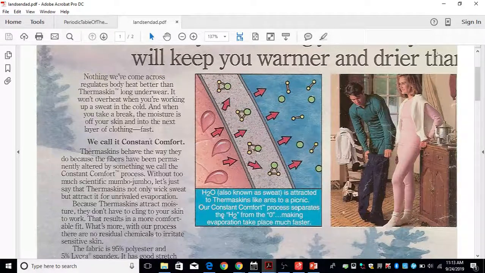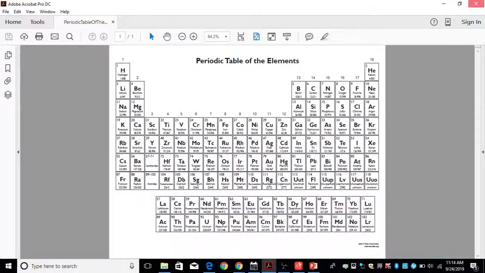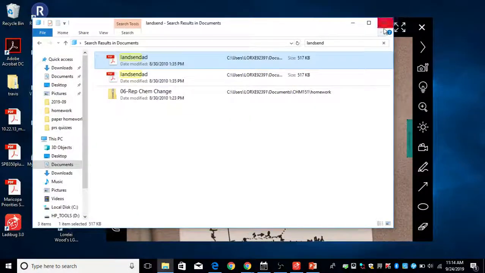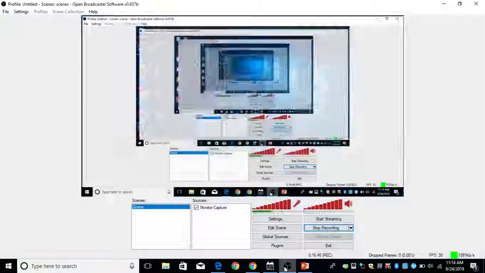Right? All right, so there's the disclaimer. There's the disclaimer. We'll talk more about this on Thursday. Why can't you light water vapor on fire?